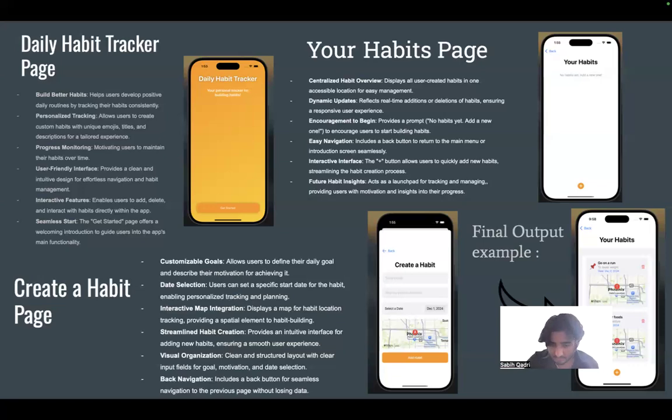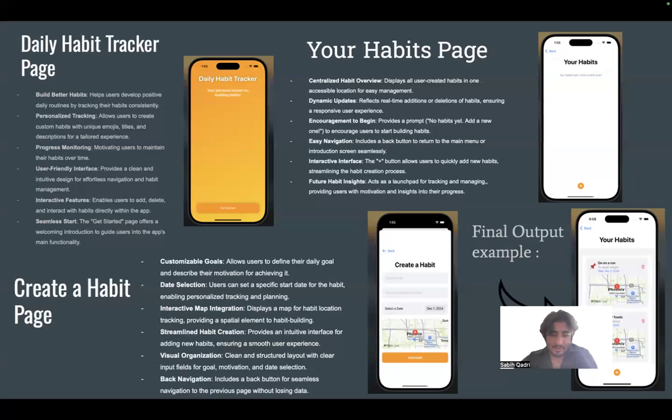So again, versus today's goal and why you want to achieve it. Today's goal is the title, and the bottom is why you want to achieve it. It's like the description of it. And then date selection. Users can set a specific date for their habit, enabling personalized tracking and planning.